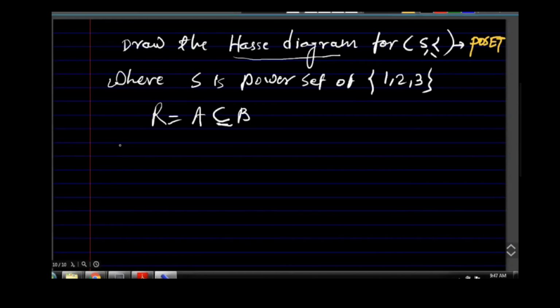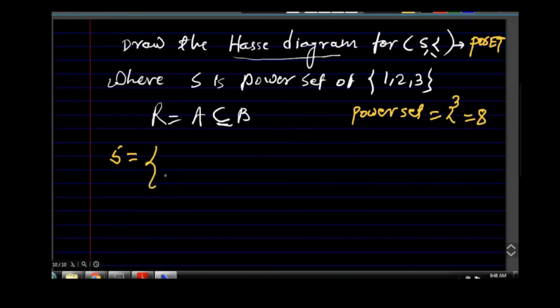So first we will try to write the set S. S is the power set of {1, 2, 3}. What is meant by power set? The set is having 3 elements, so the power set will have 2 to the power 3, that means 8 elements. Which are those 8 elements?